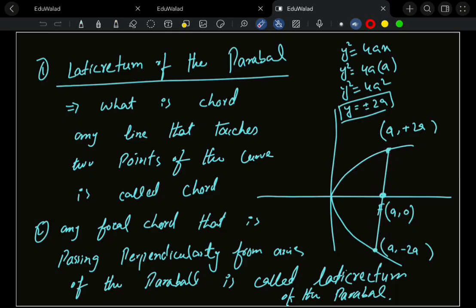To find the latus rectum of the parabola, we already know that the focus points are a and 0. So here the x coordinate is a. It will remain the same along the positive and negative sides of the y-axis. So the value of y we have to find. Put the value of a into the equation of the parabola facing right side of the x-axis, so its equation is y square equals 4ax.